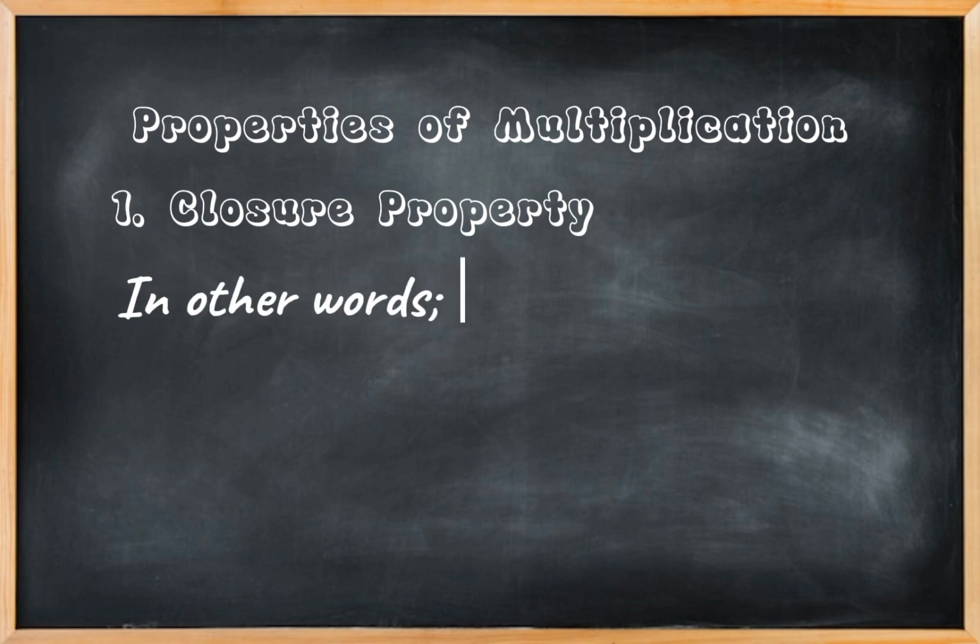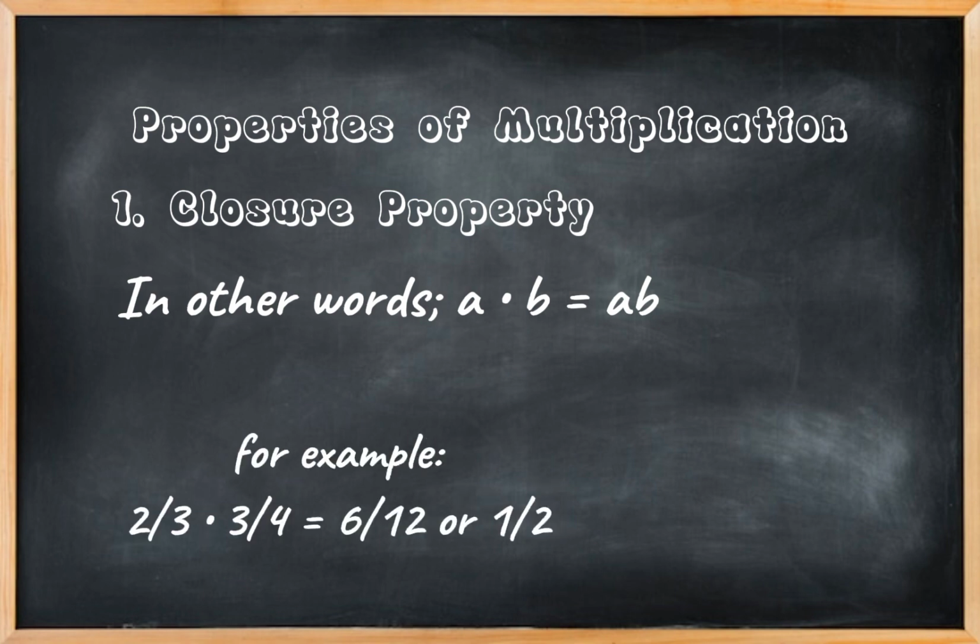In other words, A times B is equal to AB. For example, 2/3 times 3/4 is equal to 6/12 or 1/2. 1/2 is still a rational number.